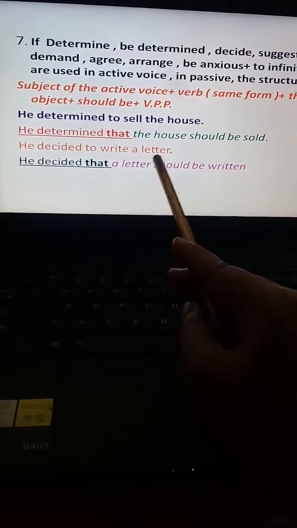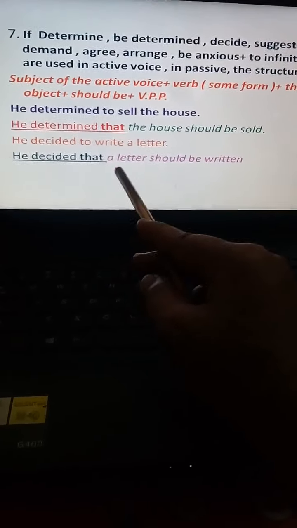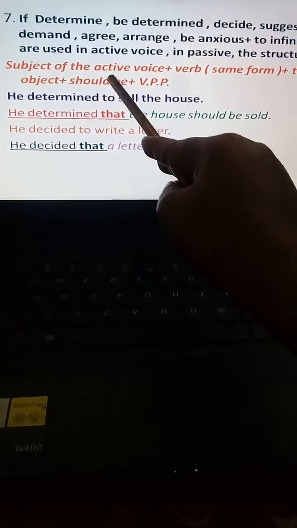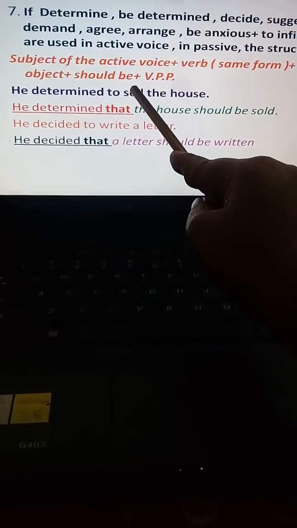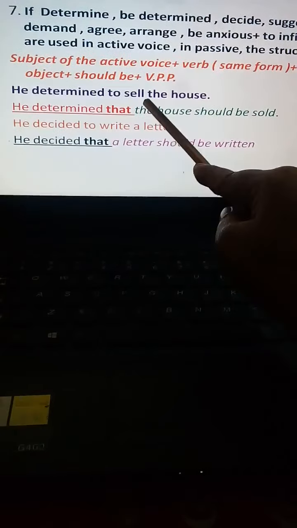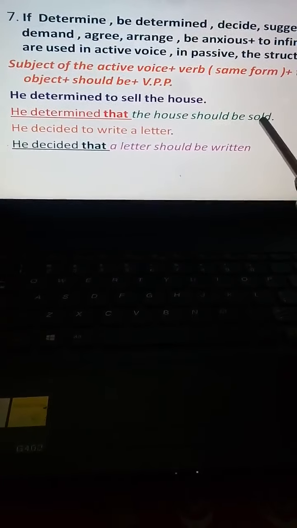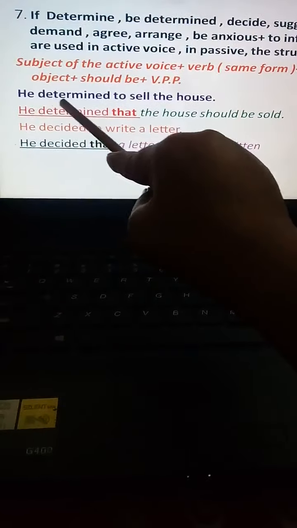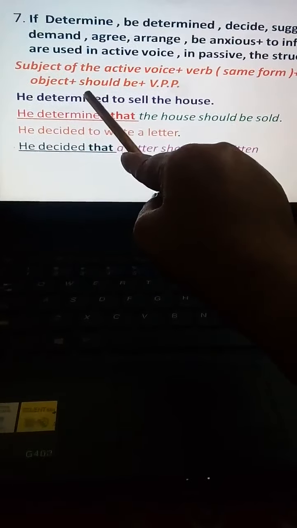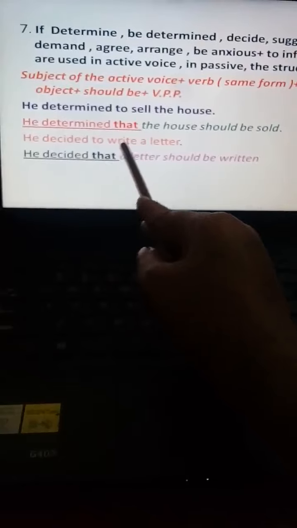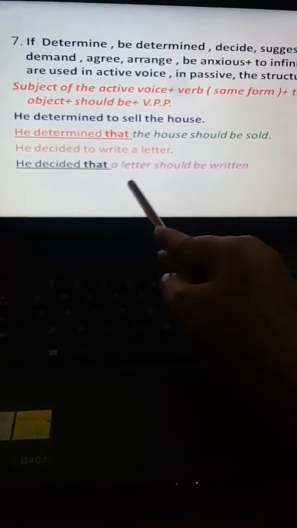He decided to write a letter. Here, to sell is the infinitive form. It is not the main verb, but this one can be changed into past participle form, while the main verb, that is decided, cannot be changed. So, he decided to write a letter. He decided that a letter should be written.